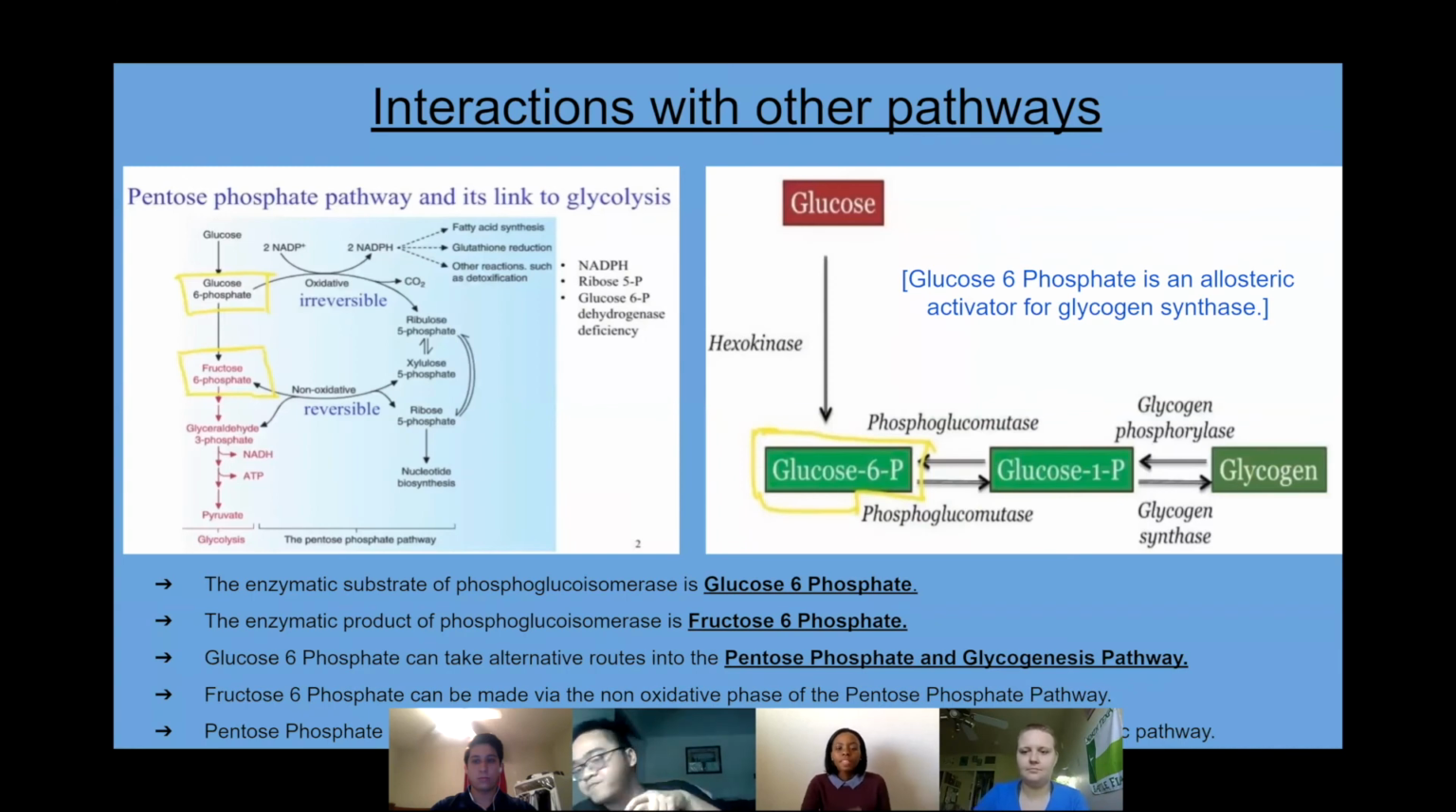Now, there are specific interactions of the substrates and products of the phosphoglucoisomerase enzyme with other pathways. Here in the figures, I've marked in yellow so you can see where glucose 6-phosphate can feed into the pentose phosphate pathway as an alternative route to form fructose 6-phosphate and reintegrate into the glycolytic pathway. Alternatively, glucose 6-phosphate can also redirect through the glycogenesis pathway to promote the synthesis of glycogen.